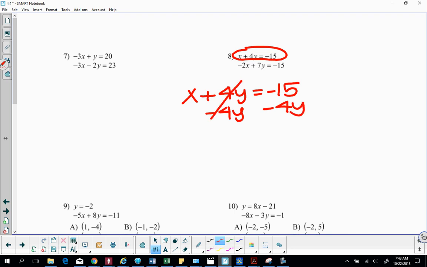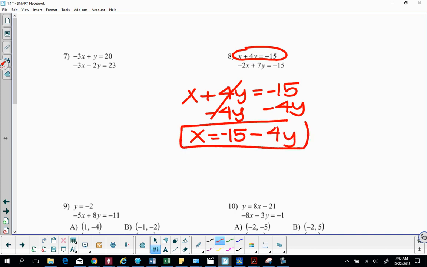Now, can I combine these? 15 minus 4y? Why not? They're not the same. They don't have the same variable. So I'm just going to rewrite it like negative 15 minus 4y. So now I've got a variable by itself. In substitution, it doesn't matter if it's x or y.